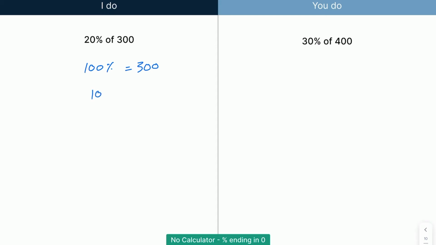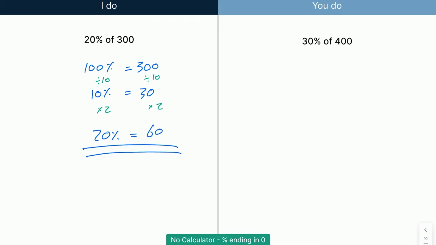So if you start by finding 10%, now to find 10%, you just divide it by 10 on each side. So if I divide each side by 10, that gives me 30 here. Now you might be wondering, well, actually the question's asked for 20 and not 10. Well, how do you go from 10% to 20? You just times it by 2. So if you now just go and times this by 2 on each side, I will get 20% is equal to 60. Okay, so always start by finding 10%, and then you can just multiply to go up.